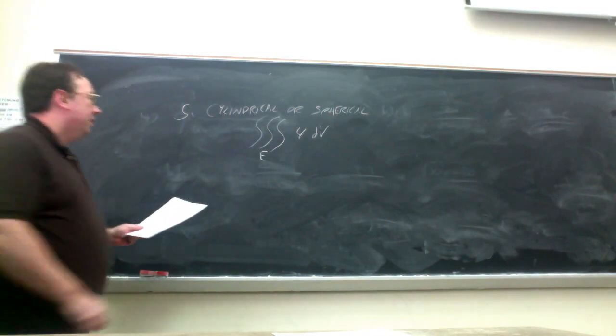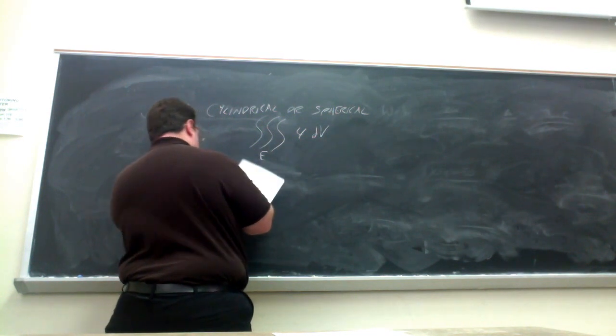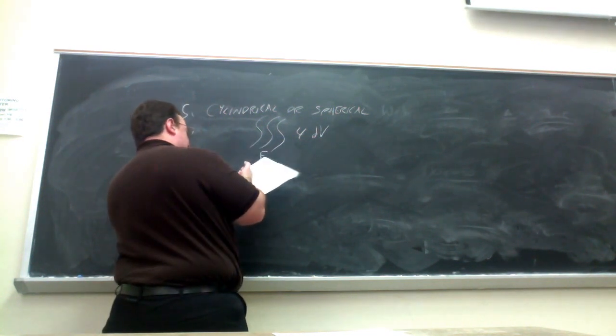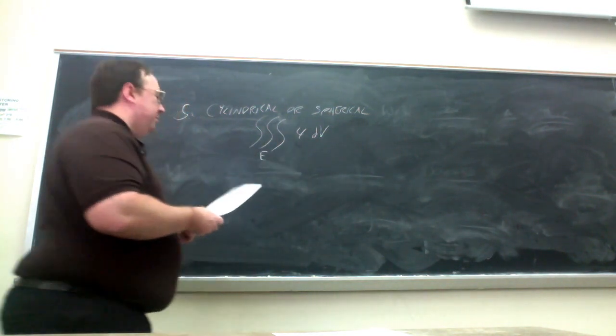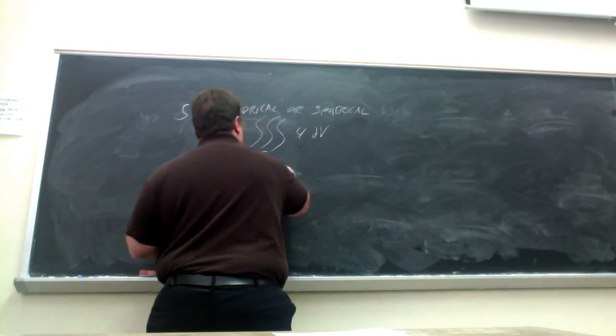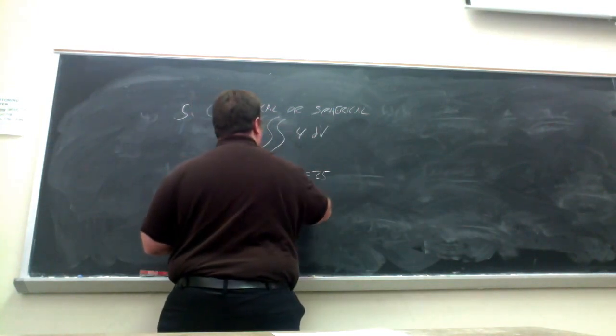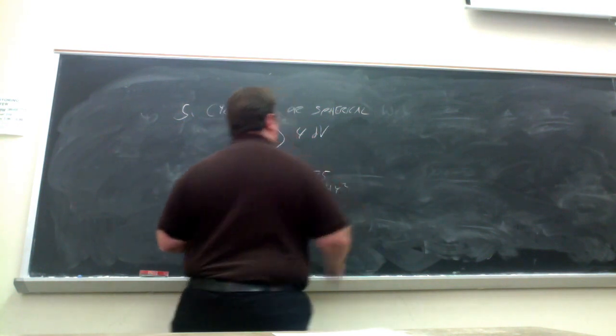Okay, so we're integrating 4 over this solid. So really we're computing volume. So it's going to be 4 times the volume of the solid. So E is bounded by z equals 25, and the paraboloid z equals x squared plus y squared.